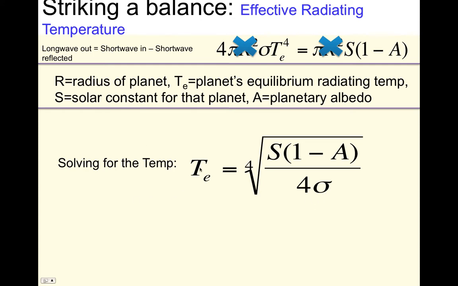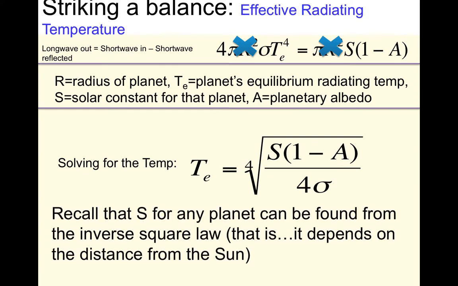Now the effective radiating temperature is strictly what the temperature would be if our planet was a black body with no atmosphere whatsoever. This equation does not give you any idea of the surface temperature, which includes effects from greenhouse gases. Instead, it considers what the temperature would be if we did not have an atmosphere and if we were a perfect black body. If we recall that S for any planet can simply be found using the inverse square law and considering the distance from the sun, you can use this equation to find the effective radiating temperature of any planet in the solar system. You will get practice with this equation in homework 1.